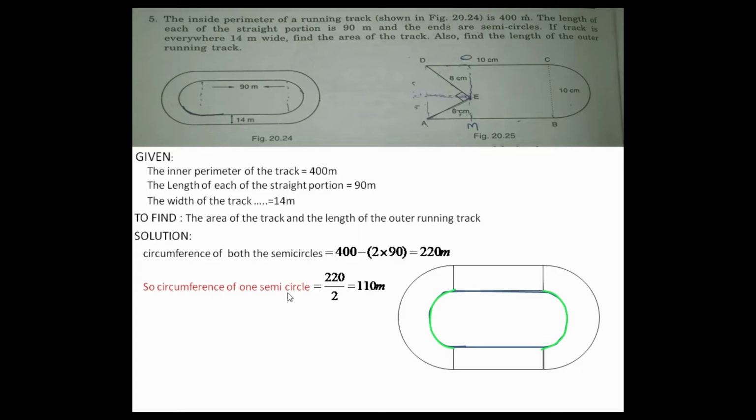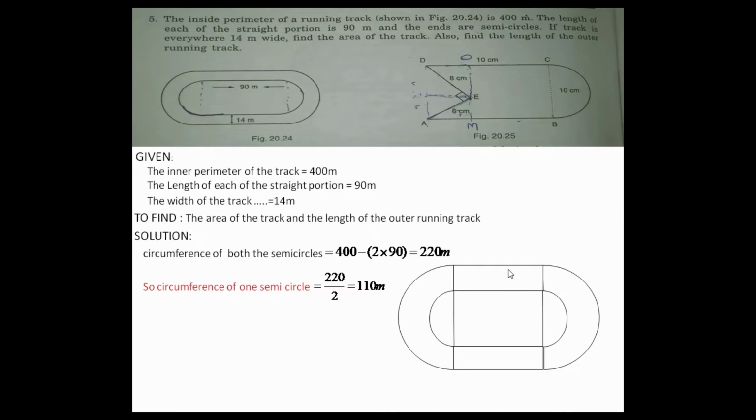Focus on my cursor. The circumference of one semicircle will be 220 by 2. I want to know the circumference of one semicircle, so I have divided the circumference of two semicircles by 2. I have got the result 110 meter, which is the circumference of one semicircle. This green line measures 110 meter.